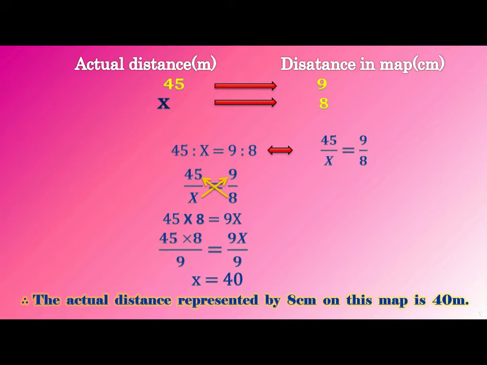So we can write two equivalent ratios. 45 to x equals 9 to 8. As fractions, 45 over x equals 9 over 8. Using cross multiplication, we can write it as 45 into 8 is equal to 9x. Divide both sides by 9, then x equals 40. Therefore, the actual distance represented by 8 centimeters on this map is 40 meters.